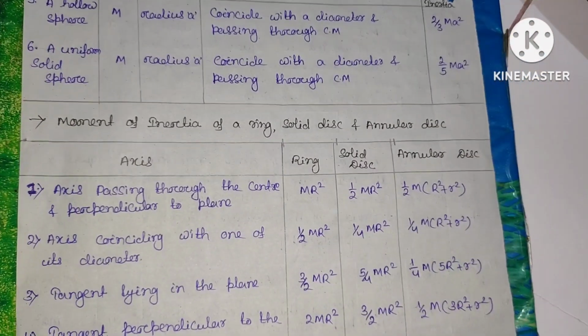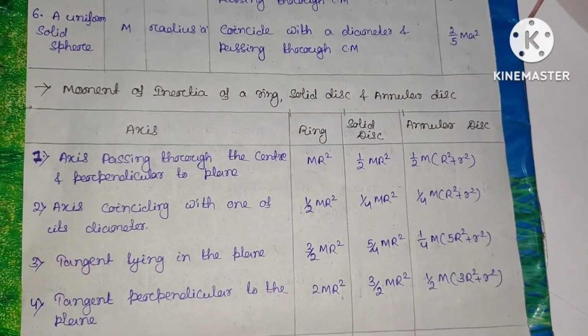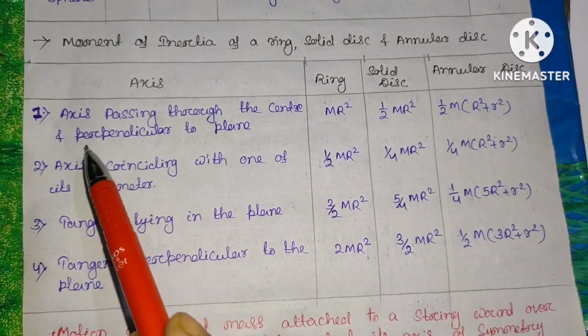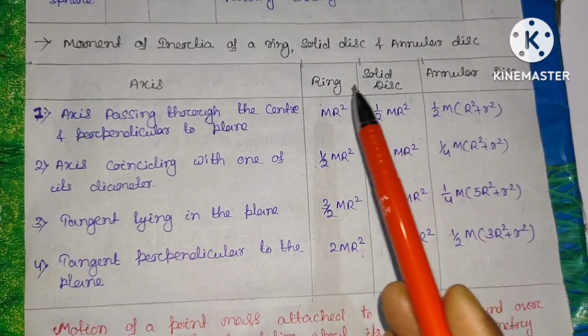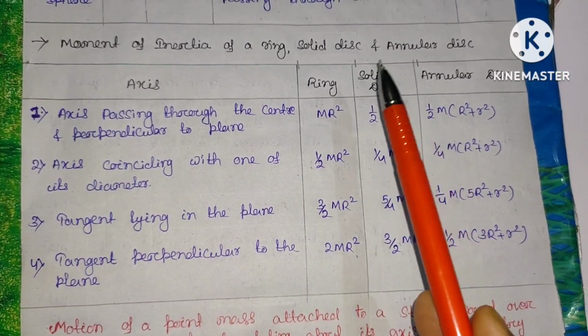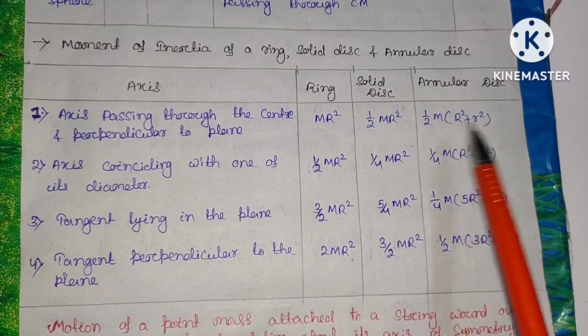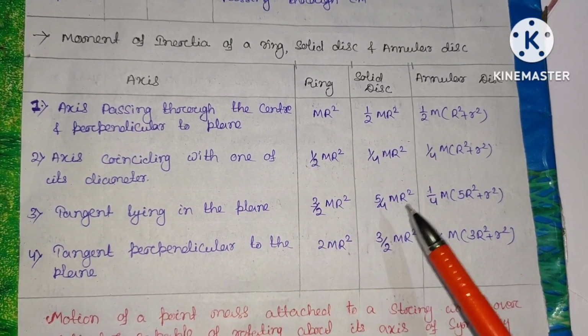Similarly, you can see the moment of inertia of a ring, solid disc and annular disc, if the axis passes through the center and is perpendicular to the plane. For the ring, this is mr square, for the solid disc half mr square, and for the annular disc half m times r1 square plus r2 square. So similarly, you can see all these formulas.